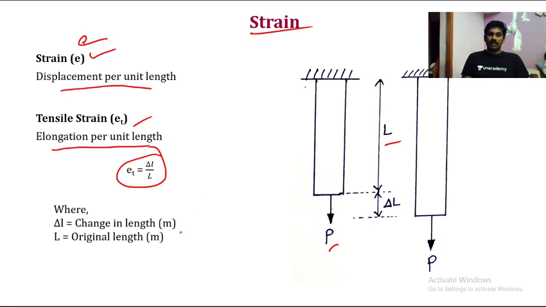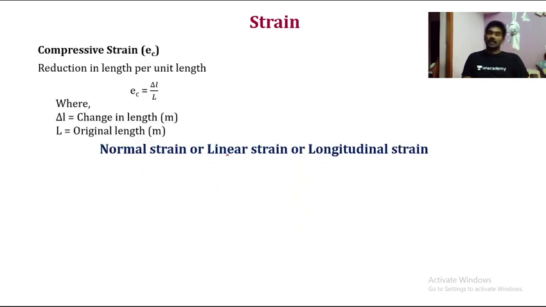Where change in length, del L, is the change in length in meters or millimeters, and L means original length in meters or millimeters. Likewise, tensile strain has another counterpart, which is compressive strain, which is directly opposite to your tensile strain. Okay, right? So compressive strain means reduction in length per unit length.